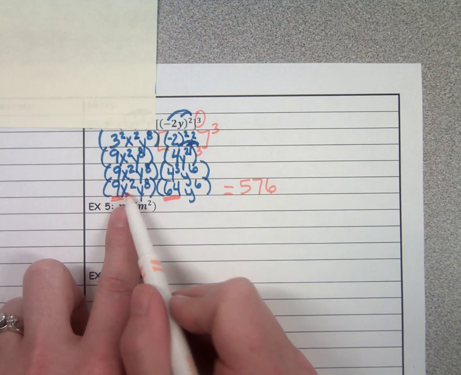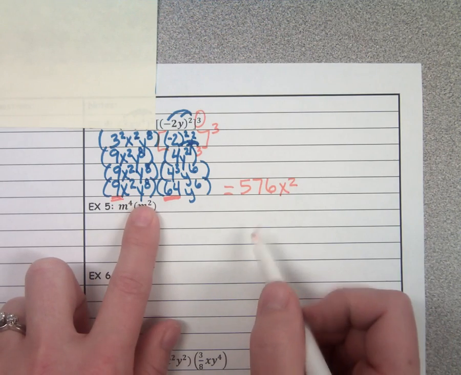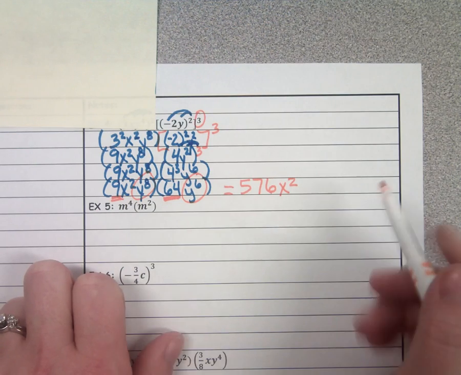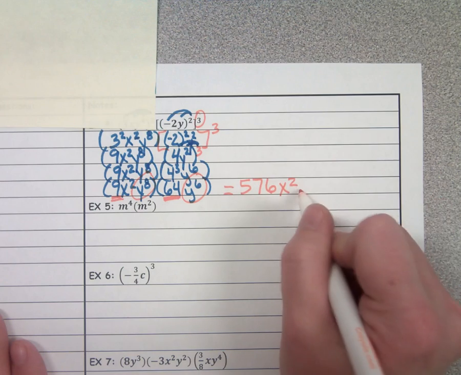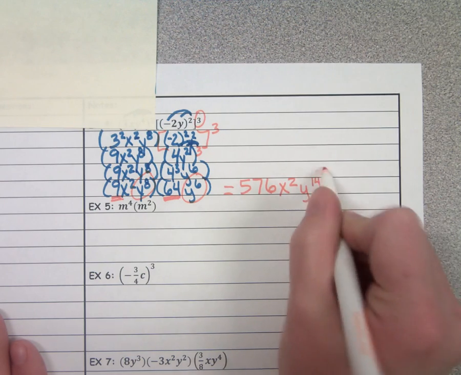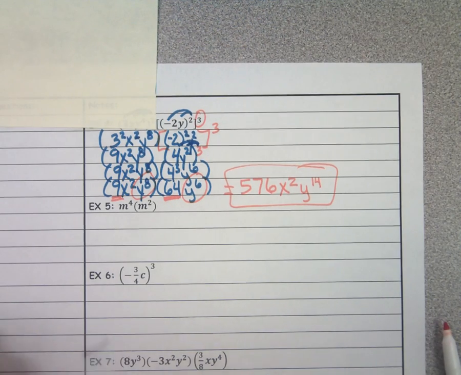There's no other x besides this guy, so I recopy the x squared. And then I go to multiply my y's together. So when you go to multiply your two y's, what do you do with the exponents? Add them, so it's y to the 14th. And there he is. Hopefully you guys can tell the difference when you add the exponents versus when you multiply.